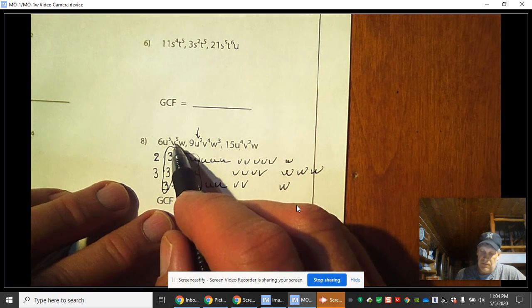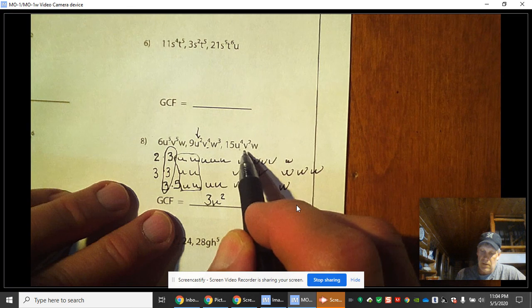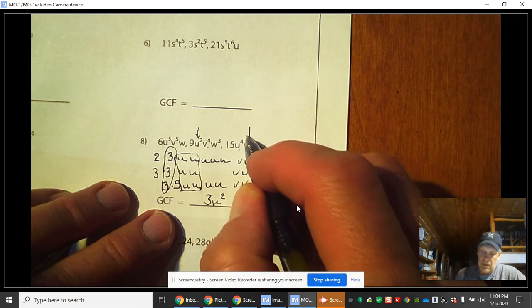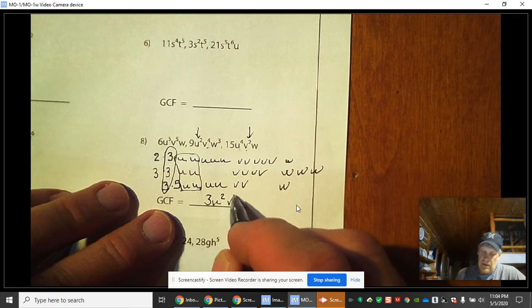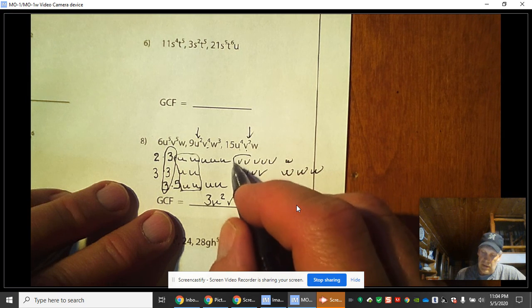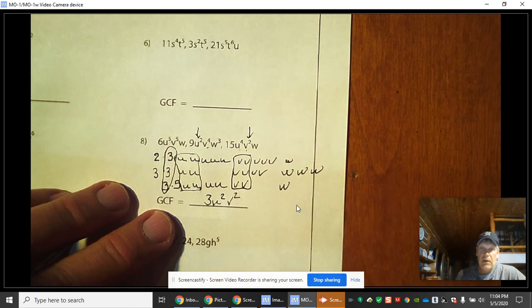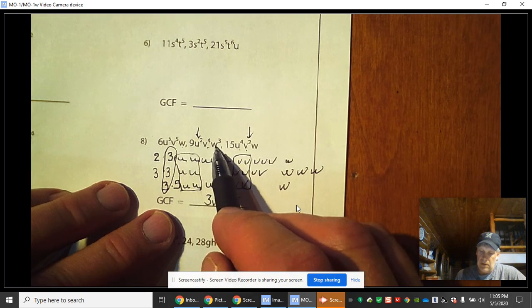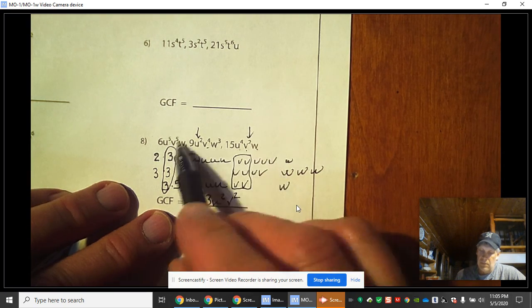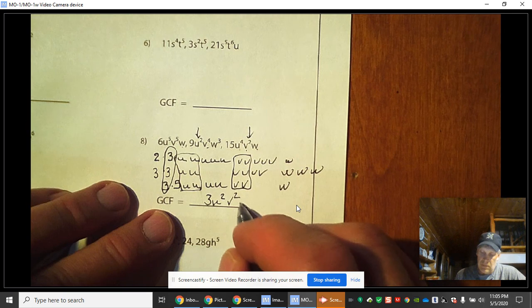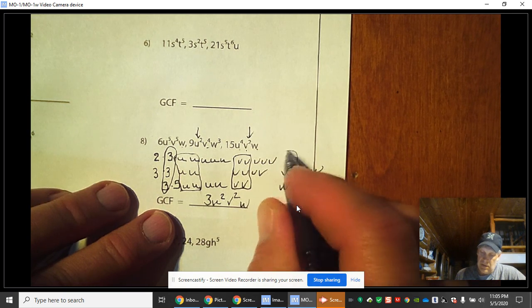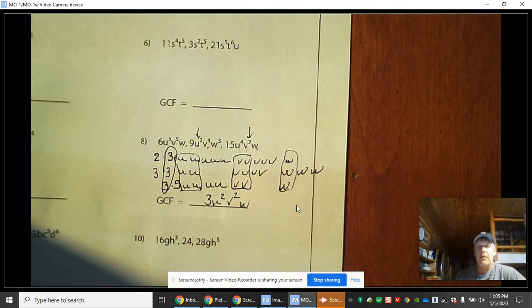Check the v's. I got v to the 5th, v to the 4th, v squared. Which one's the smallest? V squared. If you can look right here, there's my v squared. And then I got a w and a w cubed and a w. What's the smallest one? 1w. And you can see there it is right there. That's my greatest common factor.